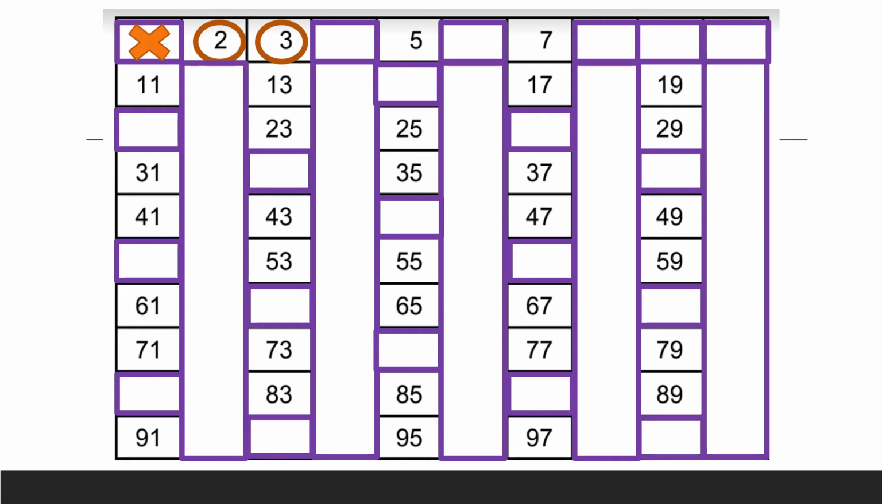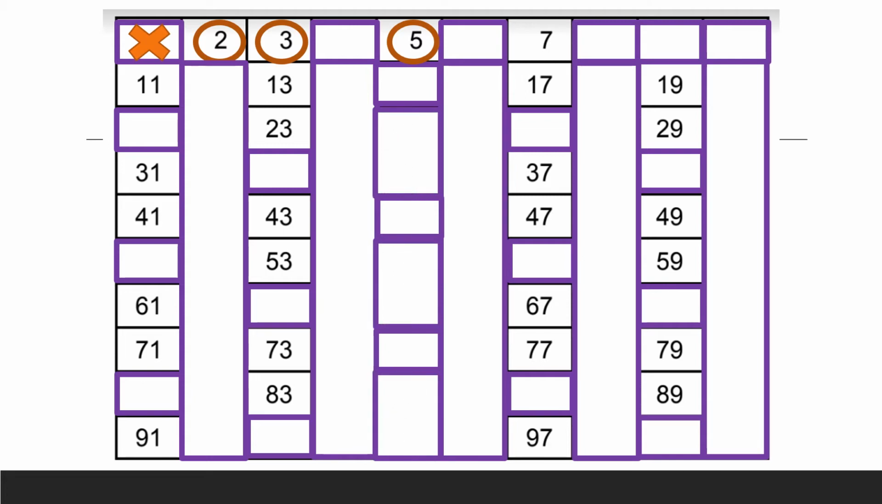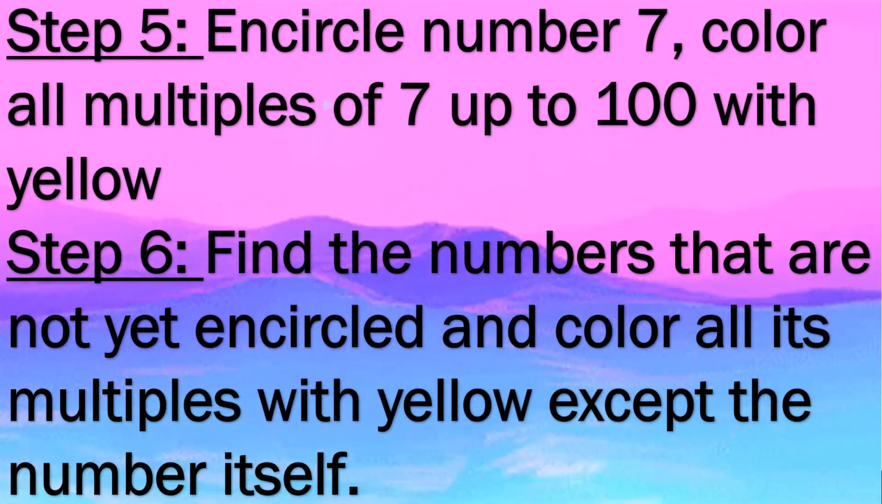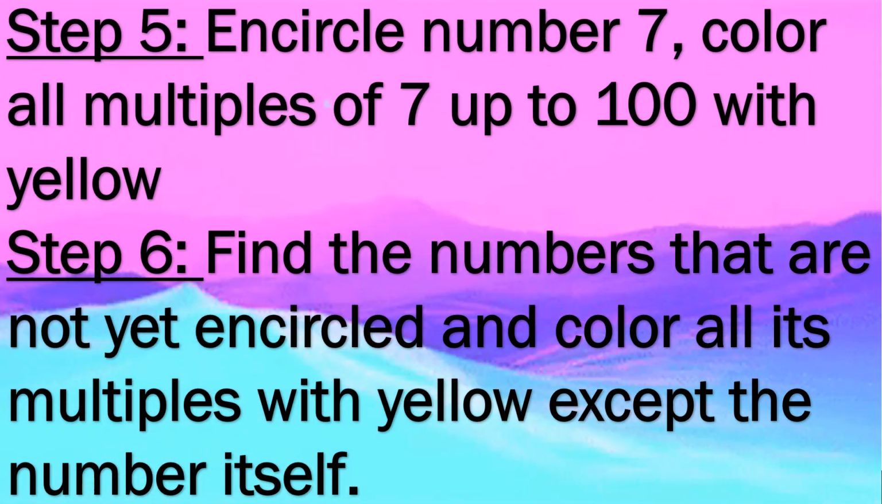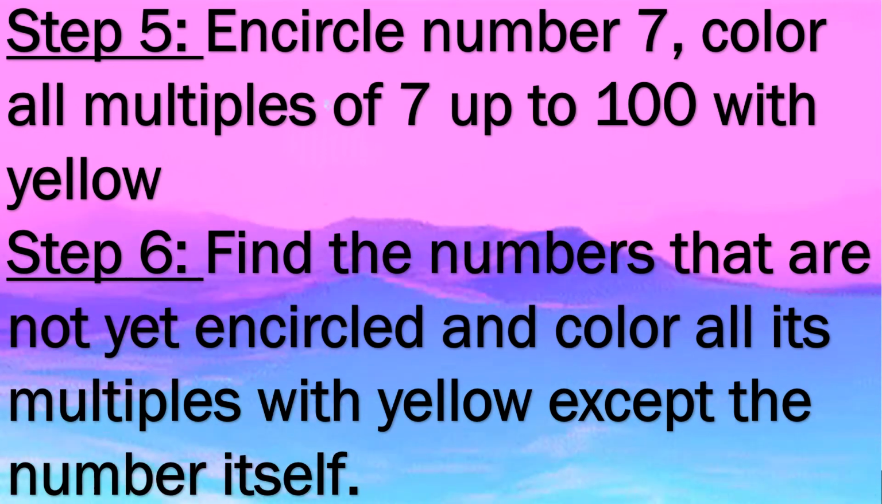Okay, so that's it. For step number 4, encircle multiples of 5 and close all multiples of 5. So it's already closed by 5 and the tens are already closed. Now let's proceed. For step number 5, encircle the number 7, color all multiples of 7 up to 100 by yellow.